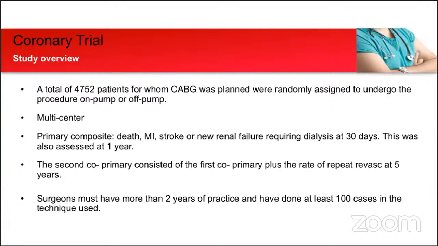The primary composite outcome for the trial was death, MI, stroke, or new renal failure requiring dialysis at 30 days, and this was also assessed at 1 year. The second co-primary consisted of the first co-primary plus the rate of repeat revascularization at 5 years. Surgeons in this study must have more than 2 years of experience and have done at least 100 cases in the technique being used.